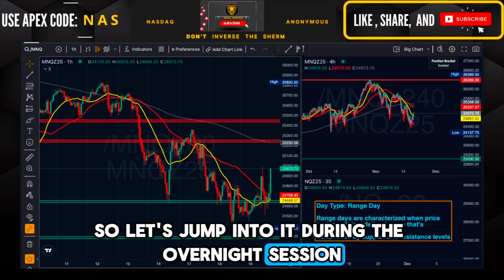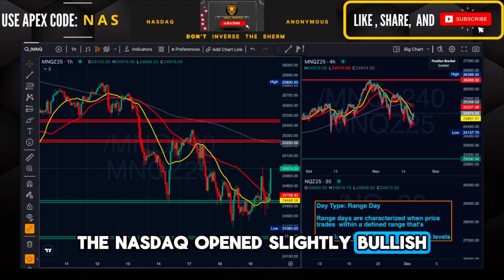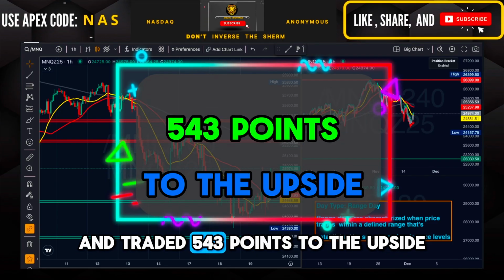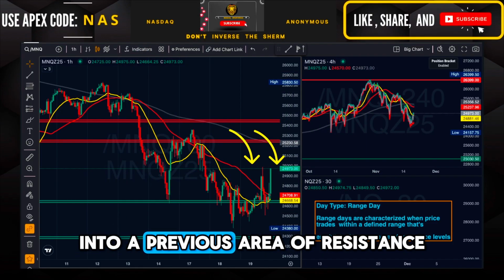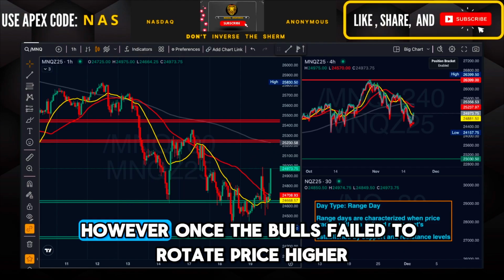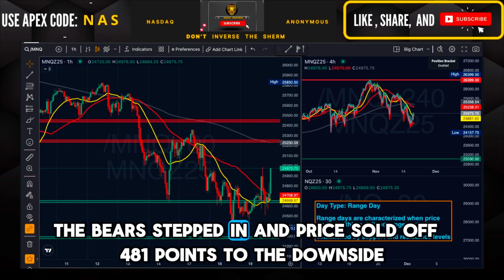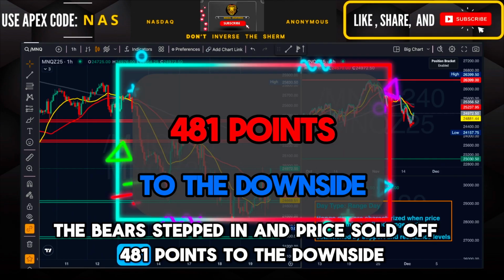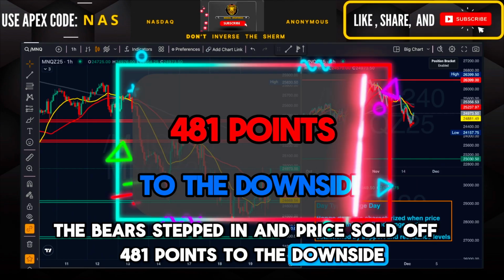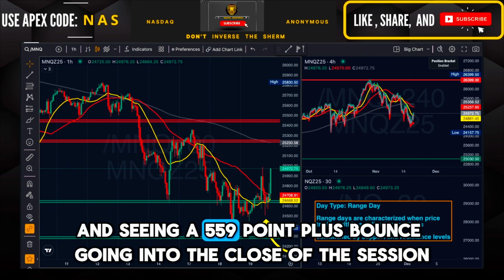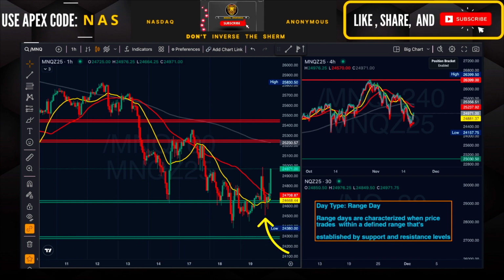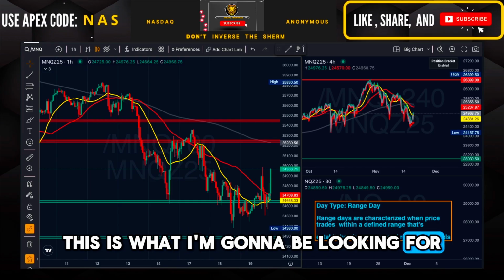During the overnight session, the Nasdaq opened slightly bullish and traded 543 points to the upside into a previous area of resistance. However, once the bulls failed to rotate price higher, the bears stepped in and price sold off 481 points to the downside, seeing a 559 point plus bounce going into the close of the session. And based on this price action, this is what I'm going to be looking for.